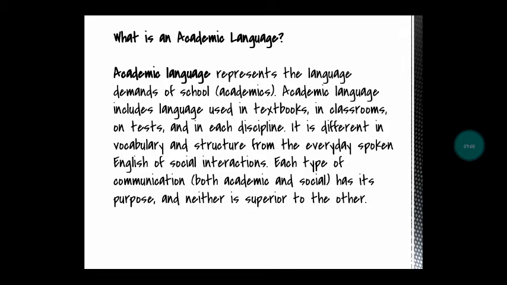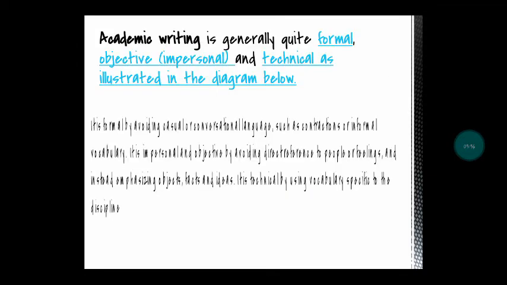So let's define what academic language is. Academic language represents the language demand of schools. It includes language used in textbooks, in classrooms, on tests, and in each discipline. It is different in vocabulary and structure from the everyday spoken English of social interactions. Each type of communication, both academic and social, has its purpose, and neither is superior to the other.